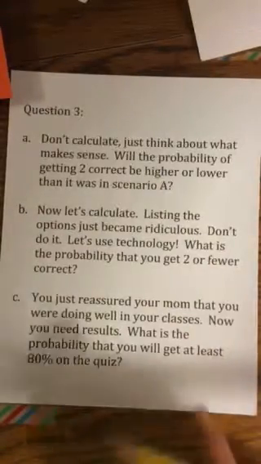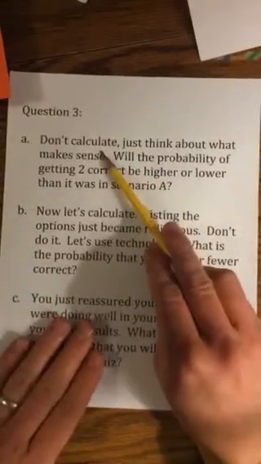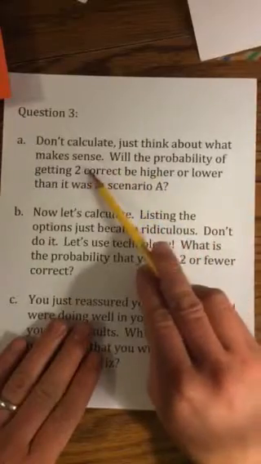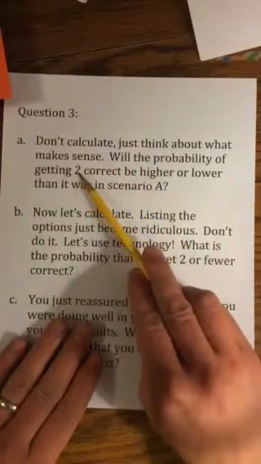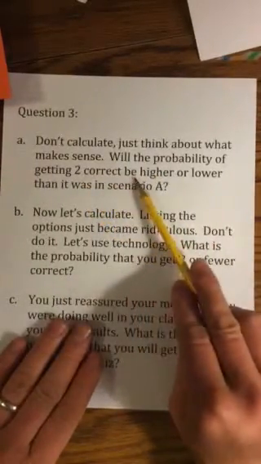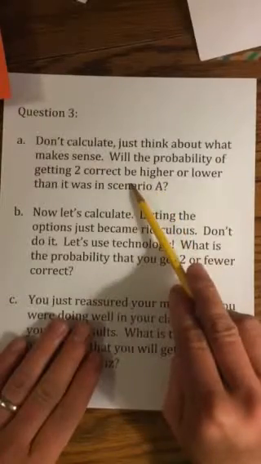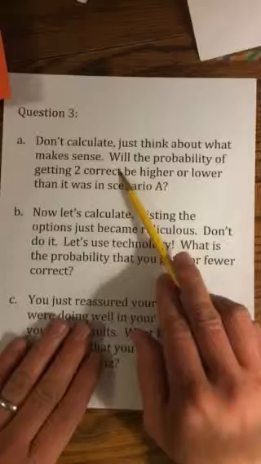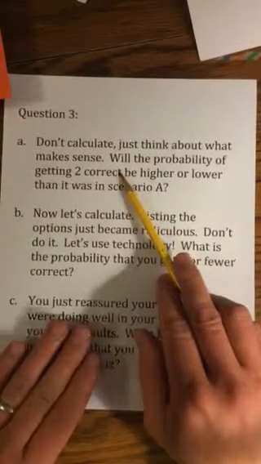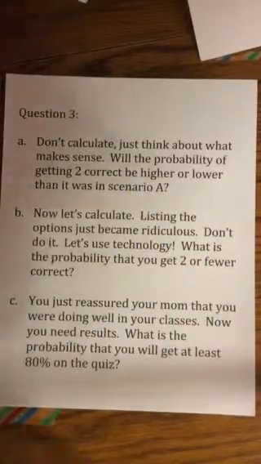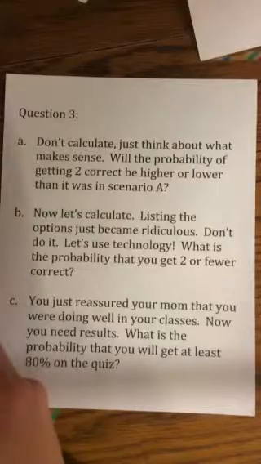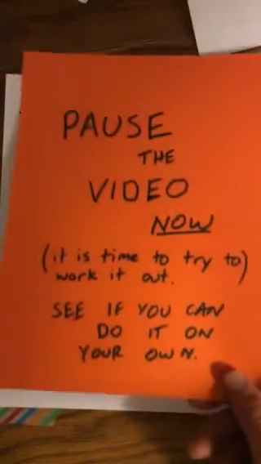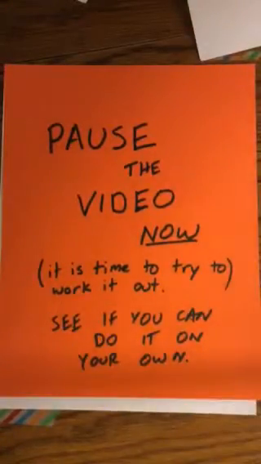First, we're not going to calculate anything as we start. Just think about what makes sense here. Is the probability of getting 2 correct higher or lower than it was in scenario A? Do you have a better chance of getting 2 of them correct if there's only 5 questions, or a better chance of getting 2 of them correct if there are 10 questions? This is the time to pause and think. See if you can come up with a way to justify your answer.